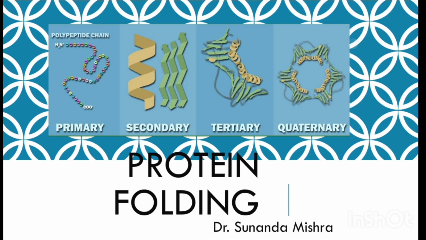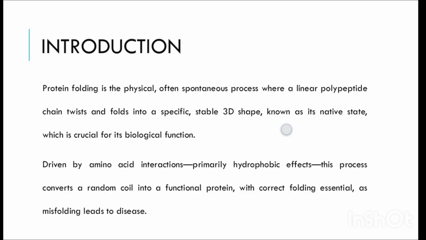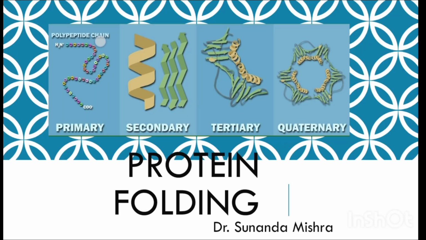In this video, we will discuss protein folding. At first, we have to discuss what the different structures of protein are. Protein is manufactured by two processes in two steps, transcription and translation. After translation, a linear polypeptide chain of amino acids is formed.